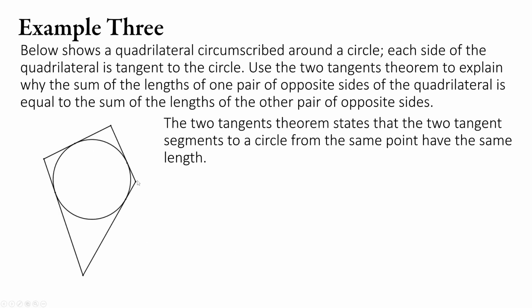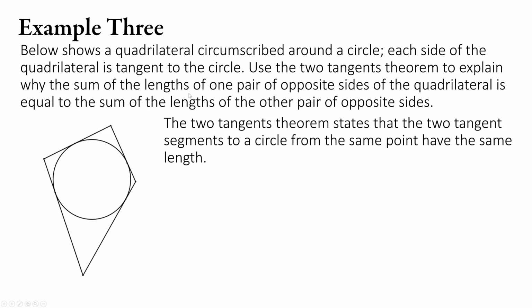Here's my last example. We have a quadrilateral here circumscribed around a circle. What that means is that each side of the quadrilateral is tangent to the circle as it goes around. Circumscribed means drawn around. So there's my circumscribed quadrilateral. We're going to use the two tangent theorems to explain why the sum of the lengths of one pair of opposite sides of the quadrilateral is the same as the sum of the lengths of the opposite pair. So whatever this length is and this length is, if I add those together, it's going to be the same as these two.